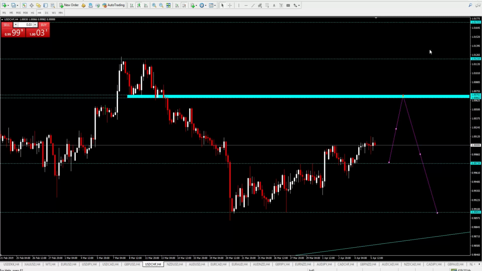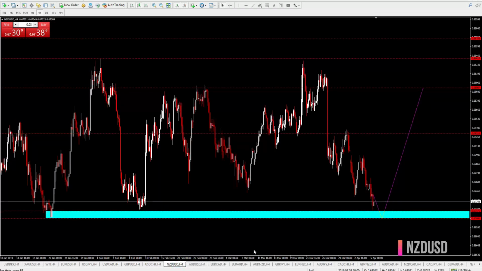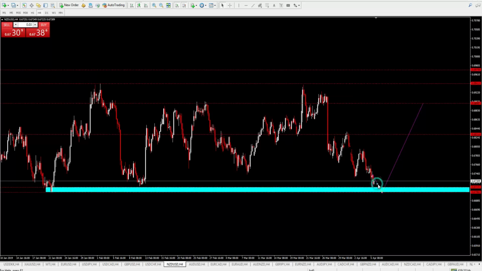NZD USD, NZD USD is very close to the support zone, which I'm really happy about. But I know that New Zealand, in their last statement, said that they may cut rates 2 times this year or something like that. So if you can see a continuation break, if the market breaks below, we should see a retest moving all the way down to this level.